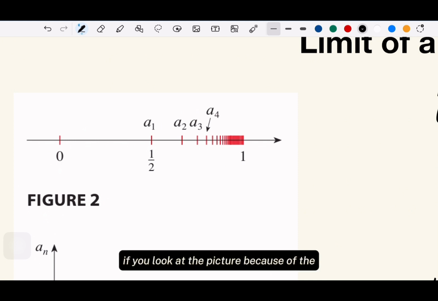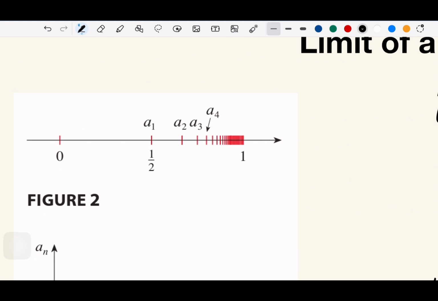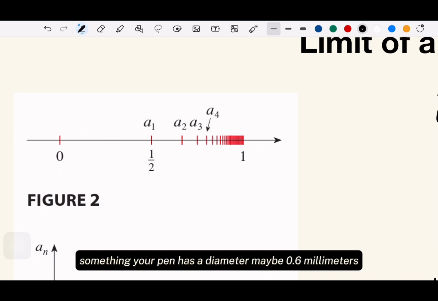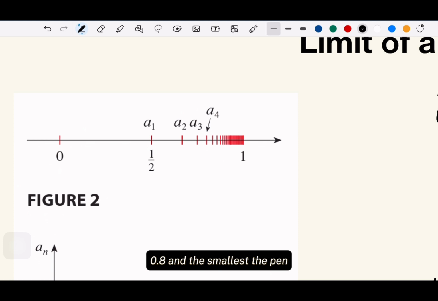If you look at the picture, because if you write with your pen, sometimes your pen has a diameter, right? Maybe 0.6 millimeter, 0.8, right? And the smaller the pen, it means that it can be a really small circle. And it's the same with your computer or smartphone. It has pixels. Right? This also has pixels. So maybe it's not clear that it is a perfect point. But if you are drawing in a really good graphing calculator, you will see that it will never reach this point. Okay?